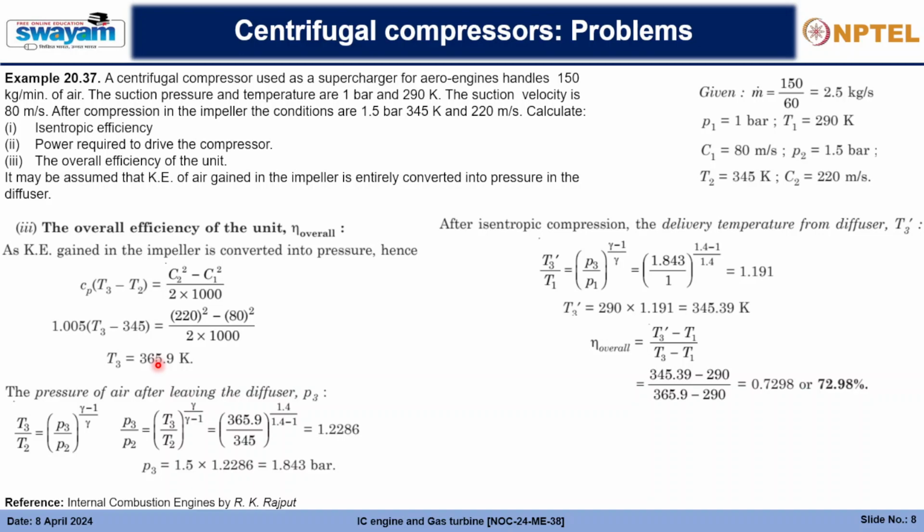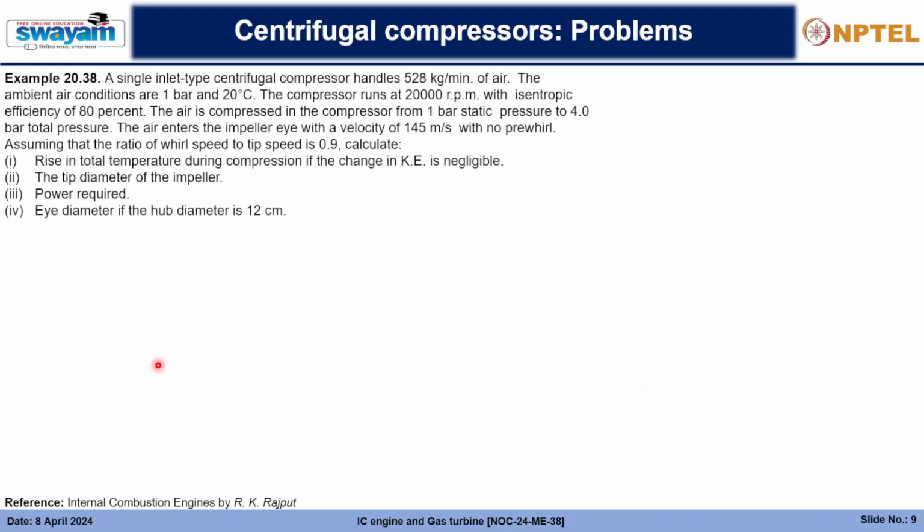Let us go to the next. Now, the next question says a single inlet type centrifugal compressor handles 528 kg per minute of air. The ambient air conditions are 1 bar and 20 degrees Celsius. The compressor runs at 20,000 RPM with isentropic efficiency of 80%. The air is compressed in the compressor from 1 bar static pressure to 2 bar total pressure. Okay. The air enters the impeller eye with a velocity of 145 meter per second with no pre-whirl.